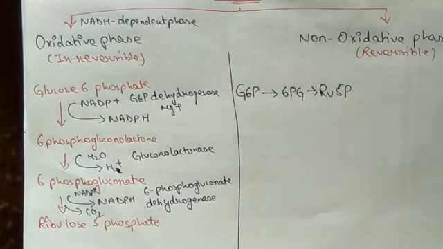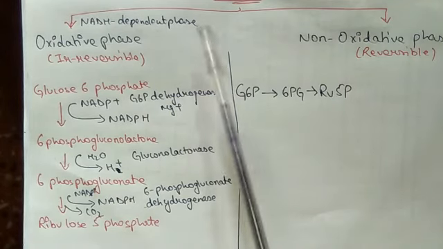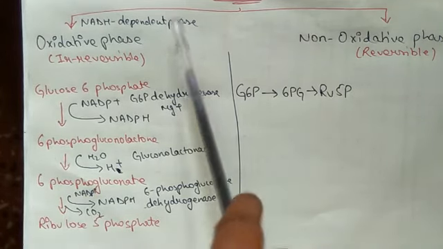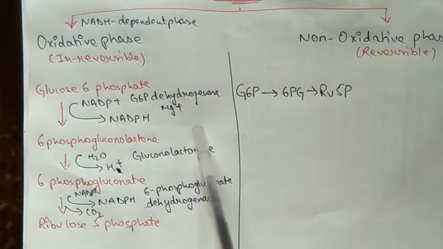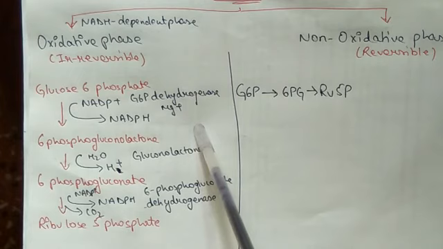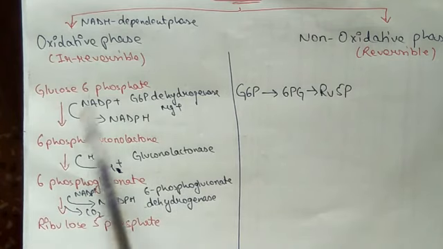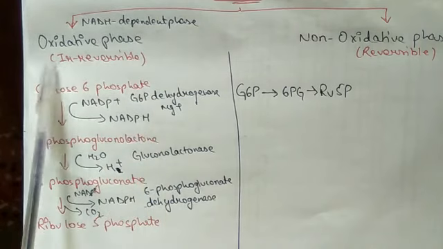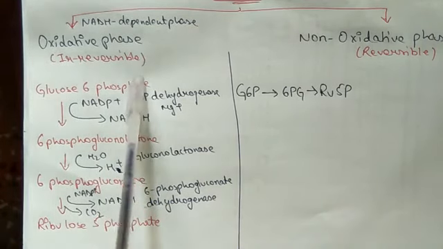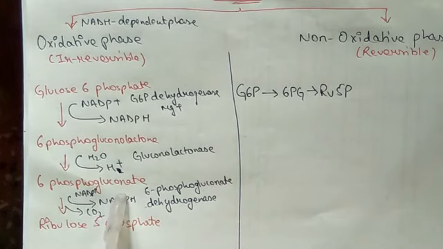As the oxidative phase cycle runs 3 times, we get 3 glucose 6-phosphate, 3 6-phosphogluconolactone, 3 6-phosphogluconate, as well as 3 ribulose 5-phosphate. That's what we get 3 times. But the main products we concentrate on are glucose 6-phosphate, 6-phosphogluconate, and ribulose 5-phosphate.